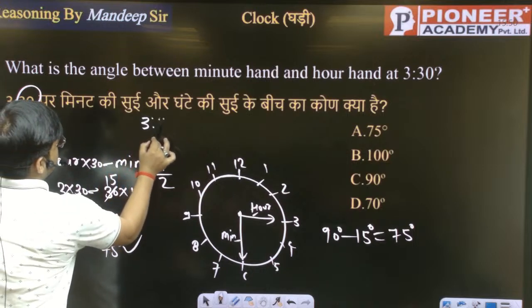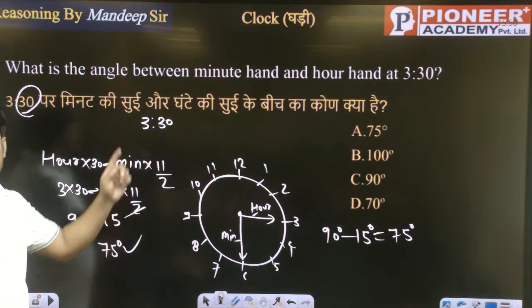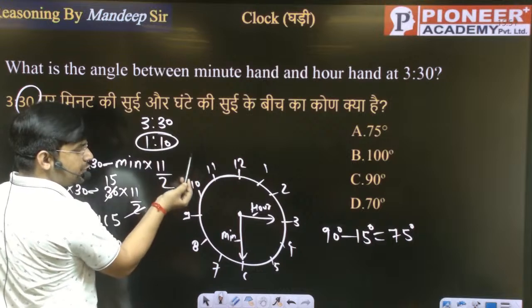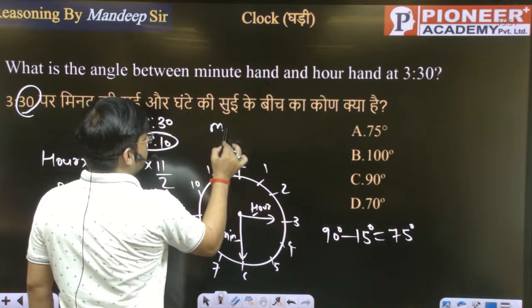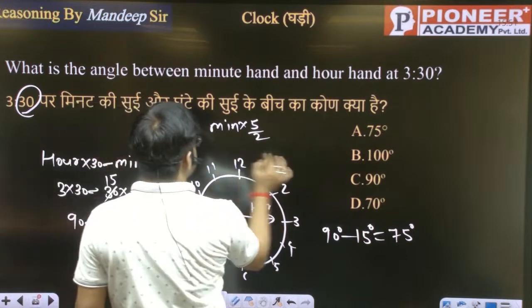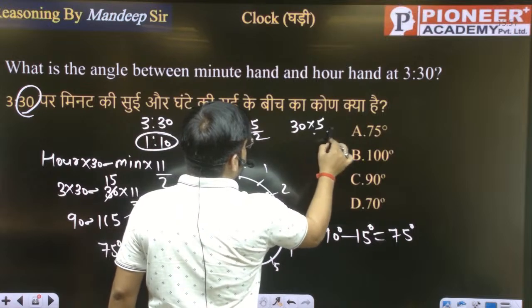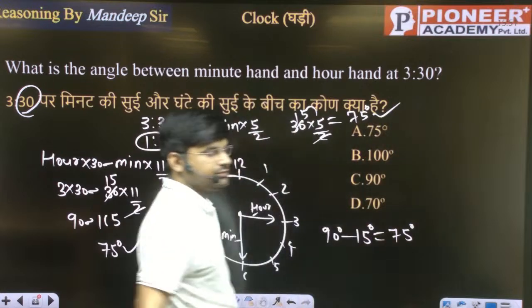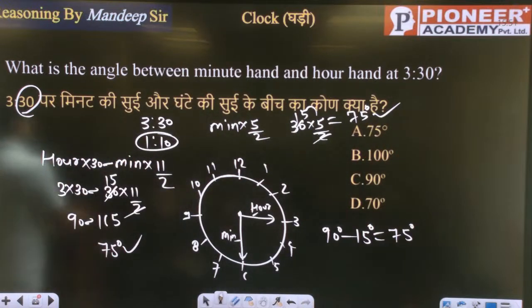3 into 30. What is the ratio between 3 and 30? 1:10. When we get the ratio of 1:10, then we will do minute into 5/2. So minute is 30. 30 into 5/2 is 75. It's 75 degrees. Is it clear? What happened? Is it clear?